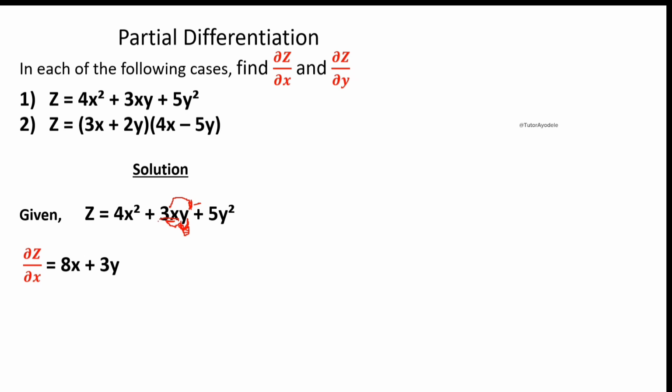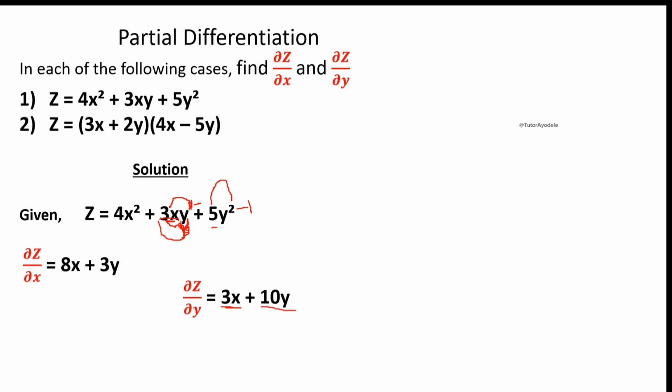So 1 times 3x will still give me 3x. So here now I will have 3x, just as you can see here. What about this other side? I will just use the power here, which is 2, to multiply this 5 to give me 10. Then subtract 1 from the power, 2 minus 1, which will give me 1. So y raised to power 1 will give me y. So I will have 10y here. So that is for that.